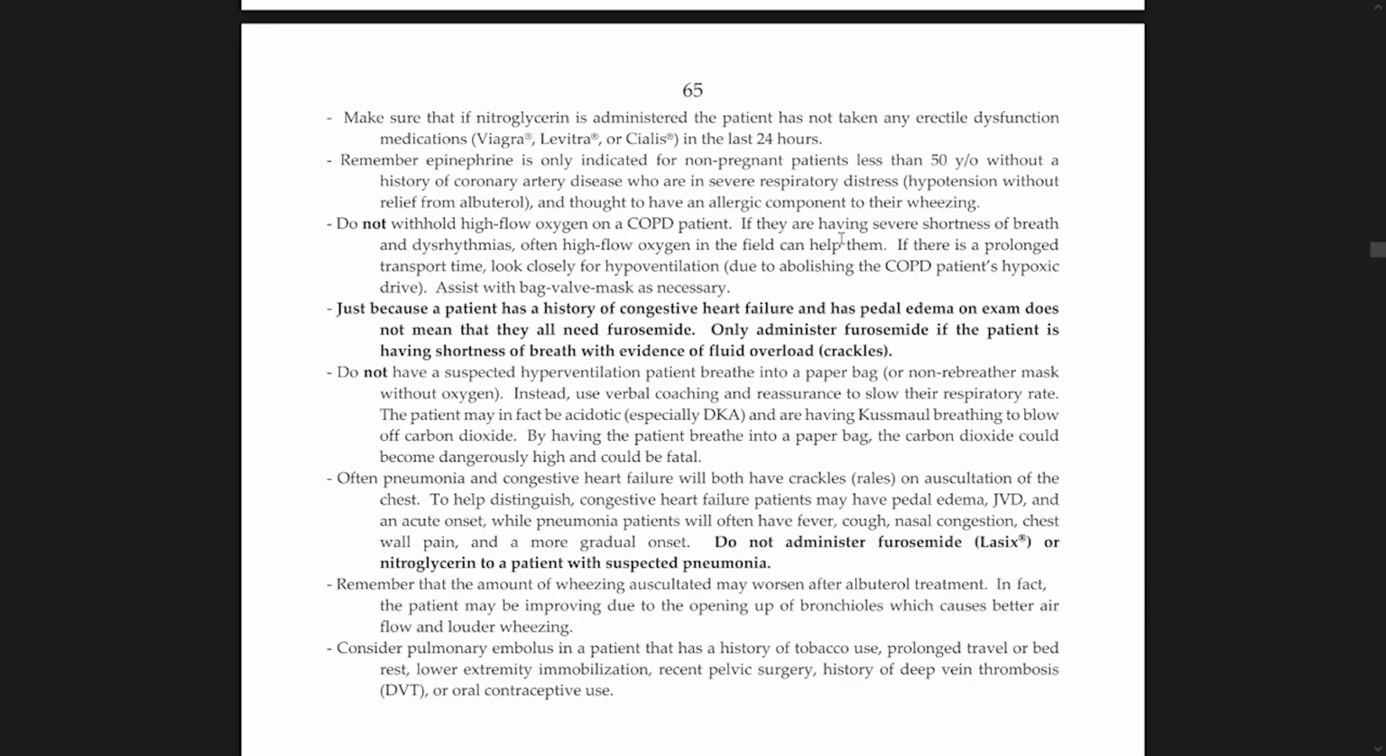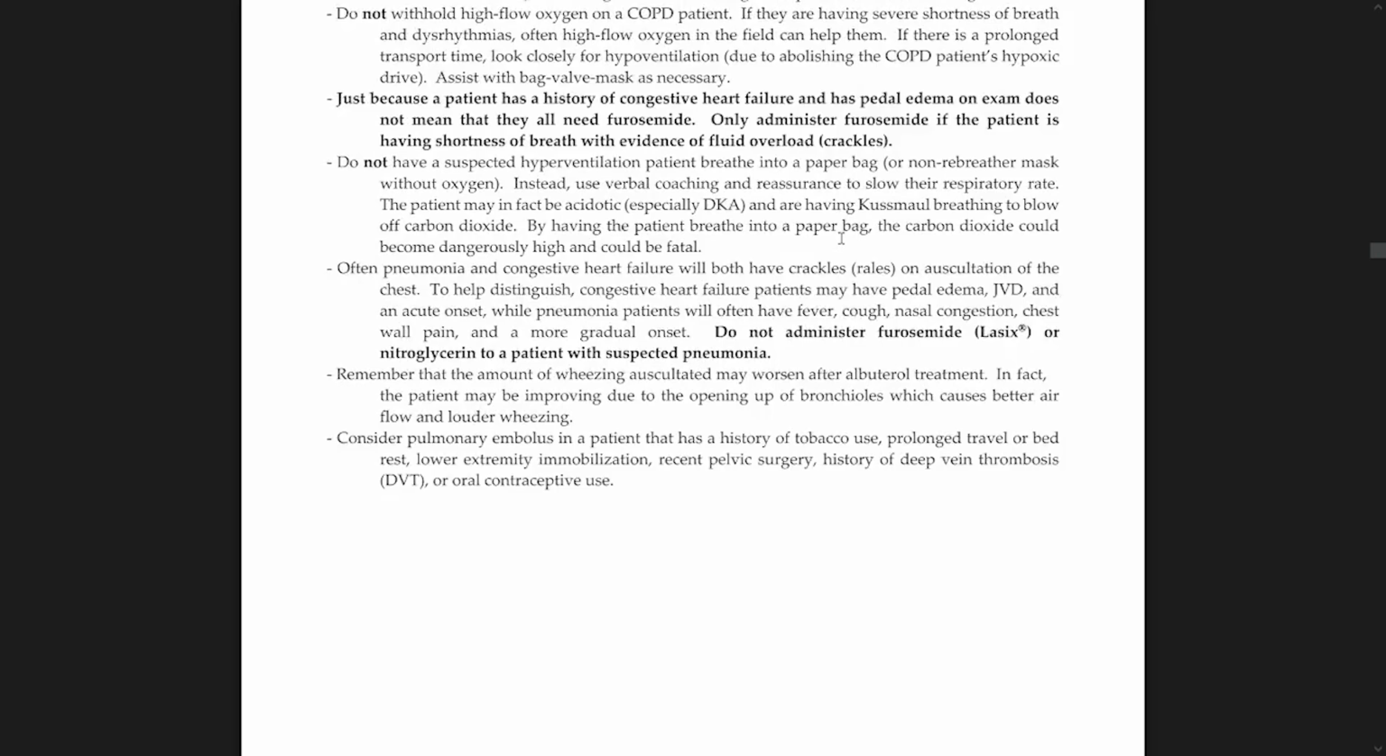The patient may be, in fact, experiencing diabetic ketoacidosis and are having Kussmaul breathing to blow off carbon dioxide. By having the patient breathe into a paper bag, the carbon dioxide can be dangerously high and could potentially be fatal. Often pneumonia and congestive heart failure will both have crackles or rales on auscultation of the chest.